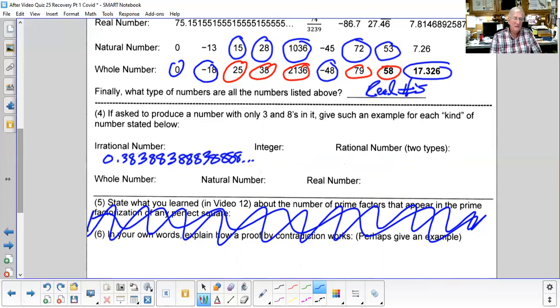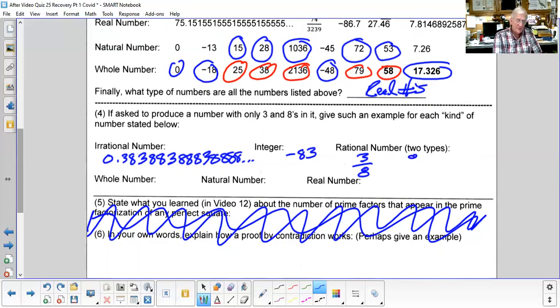An integer? How about negative 83? Negative 38? But you have to use just 3's and 8's. I could use 838. You know what I'm talking about. All right, rational number, 2 types. I want one that repeats, and I want one that terminates. Well, 3/8, if you divide it out, it terminates. I believe it's 0.375, so we're good.